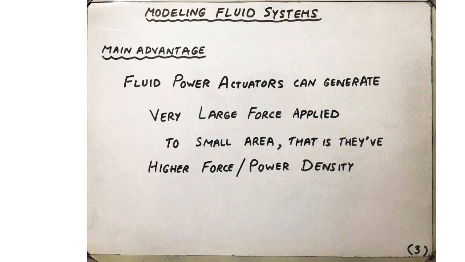The main advantage of fluid systems is their higher force or power density. So we say that fluid-based actuators are helpful wherever we need a very large force applied to a very small volume or small area. That gives them an advantage over conventional actuation systems, which are primarily electromechanical in nature, such as an electrical motor.